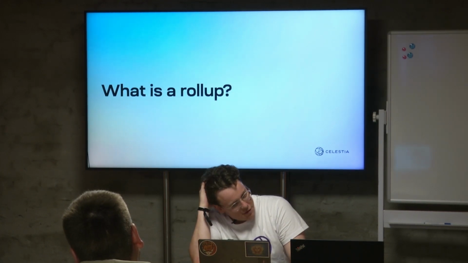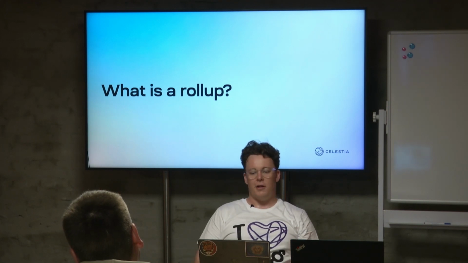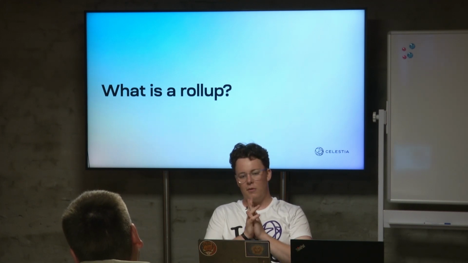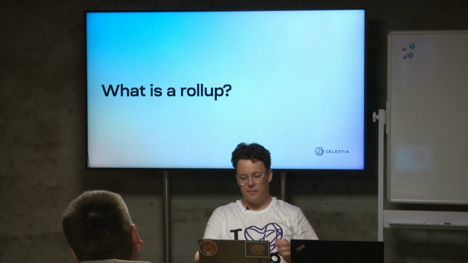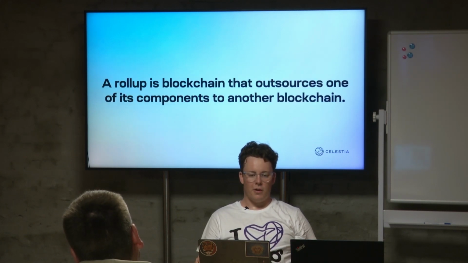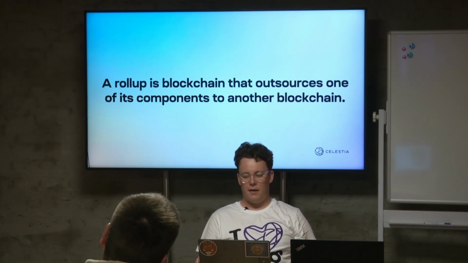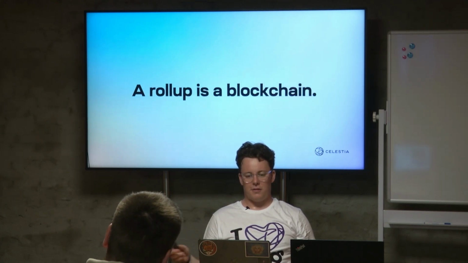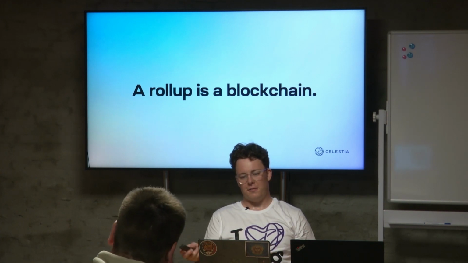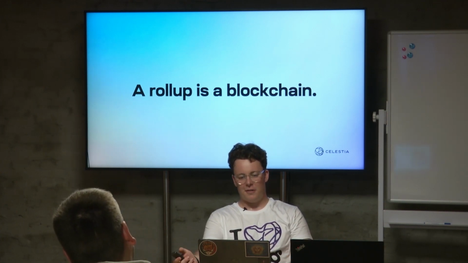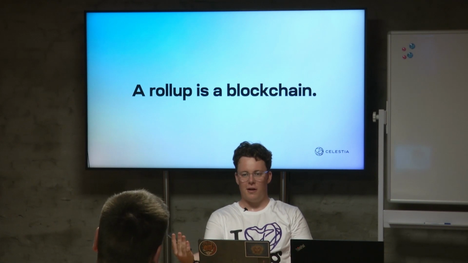So now that we've talked about what modular blockchains are, we're going to talk about what rollups are and the different types of rollups. A rollup is a blockchain that outsources one of its components to another blockchain. And a rollup is a blockchain. I think it's important to clarify because the terms get thrown around interchangeably a lot of the time.